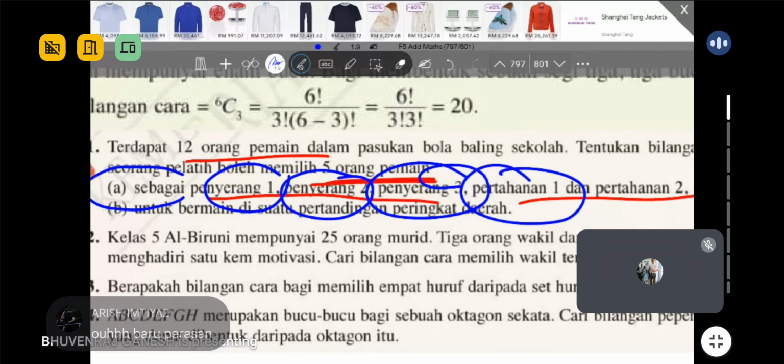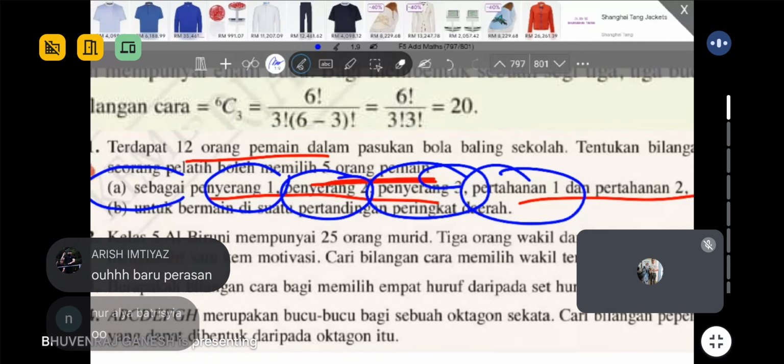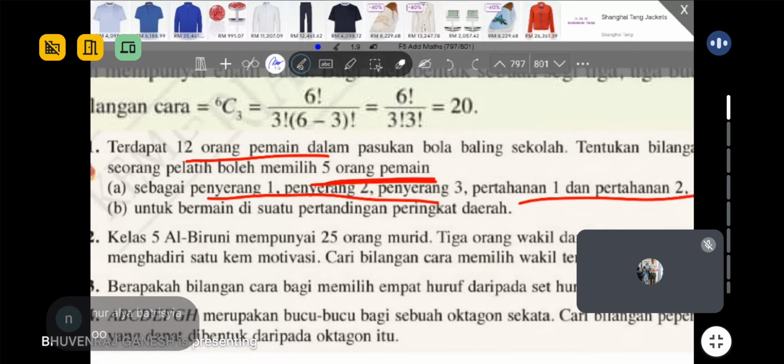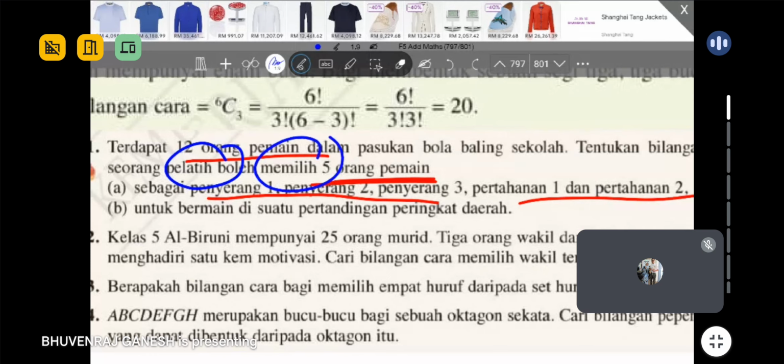Boleh faham tak guys? So jangan kamu lihat kata kunci, memilih, terus kata gabungan. Jangan. Baca soalan secara penuh dulu. Baru kamu analisis. Sama ada guna pilihan atau gabungan. Okay, don't just direct see the word choose or select. You say combination. Okay, wrong. You must see the structure of the question carefully.